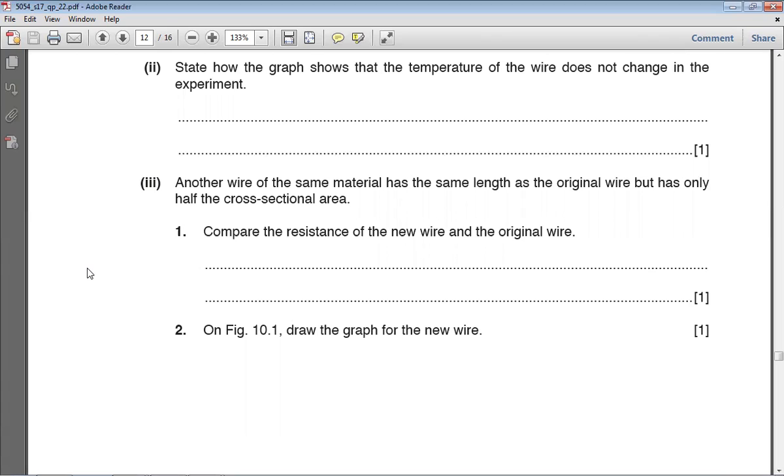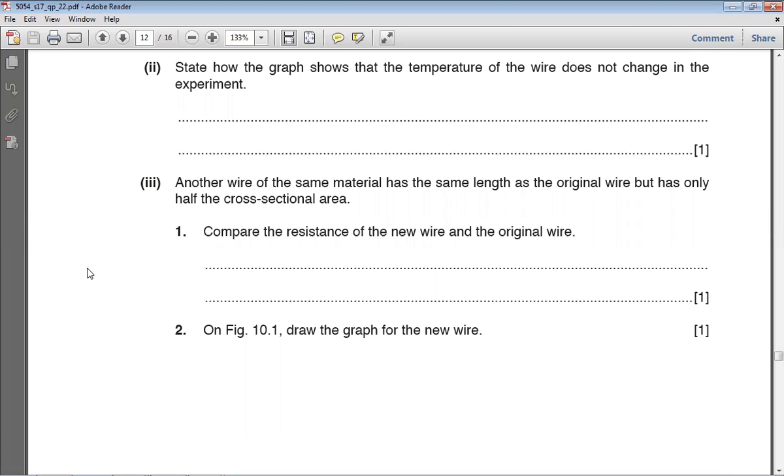Okay, so question number 10, A part, and its third part. Another wire of the same material has the same length as the original wire, but has only half the cross-sectional area. Compare the resistance of the new wire and the original wire. You see, this second wire, which we call the new wire, its cross-sectional area is half the cross-sectional area of wire number 1, or the original wire.